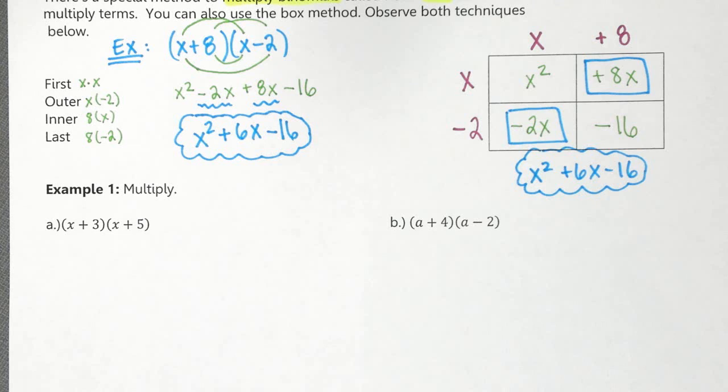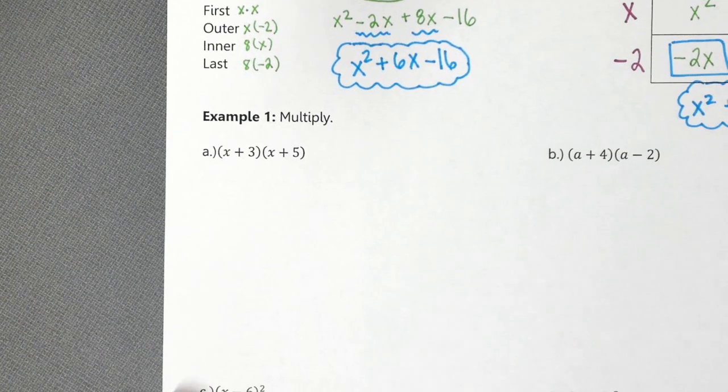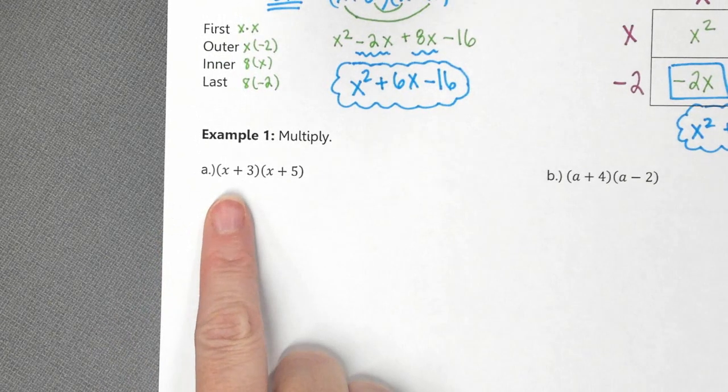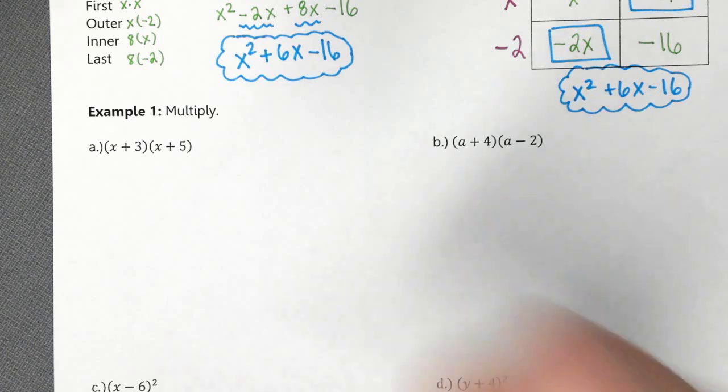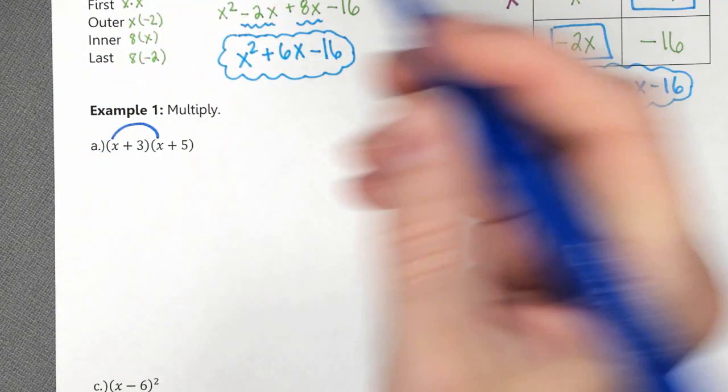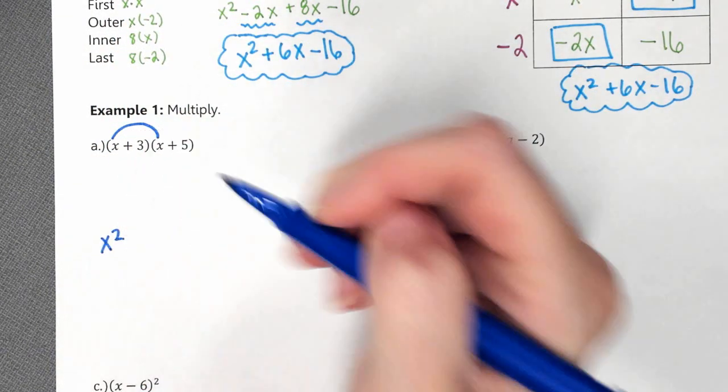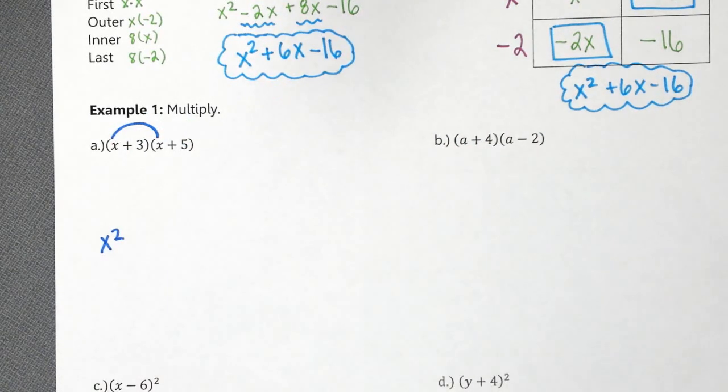Alright, so we're going to do some examples together, and then I will let you do some examples on your own. For the first one, we're going to use the FOIL method, and I'm going to show you how I like to write this out, and you can use that as well. So when you're doing the FOIL method, you do the first times the first, the x times x, we always do that one first, and then we write down x squared.